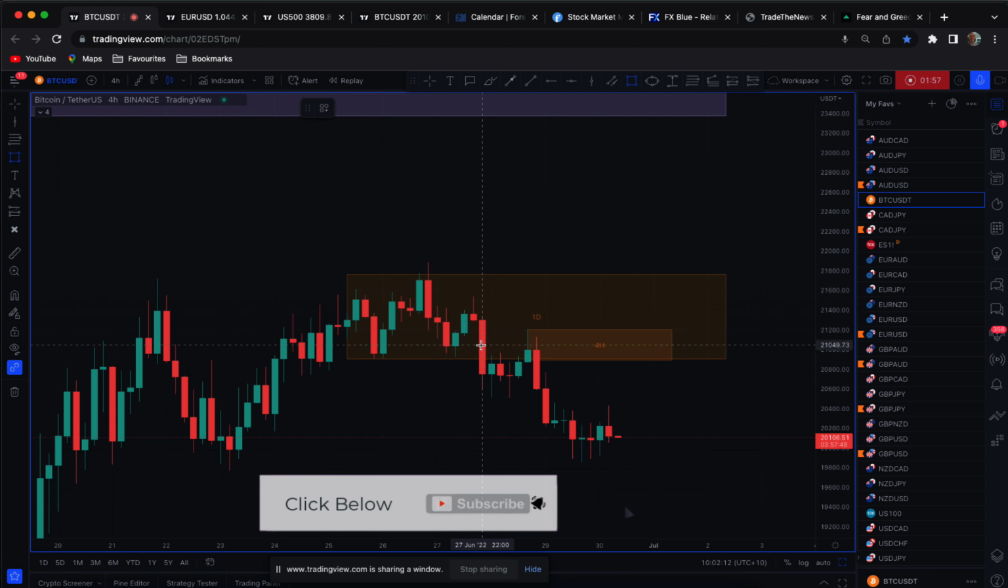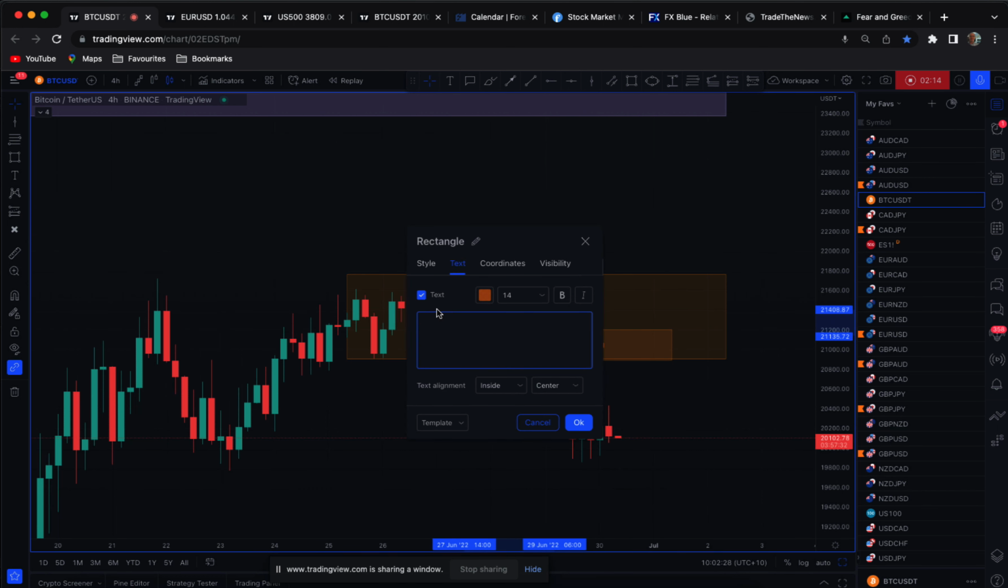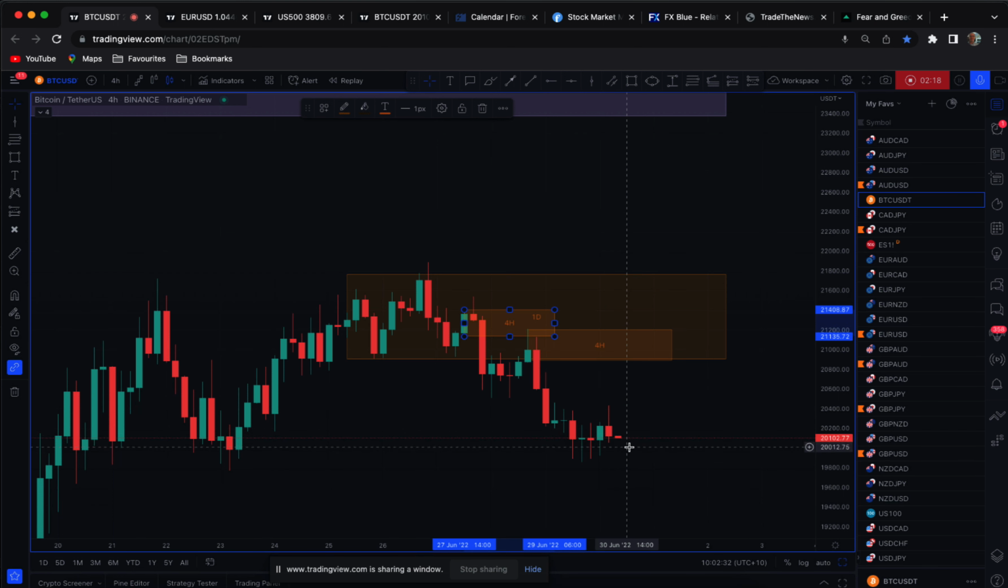See this red break here? We've got this green candle prior to the move. See how the market moved back into it? That's your opportunity there, where it wicks back into these order blocks. So we'll just call this 4H, and I'll come back to this shortly.